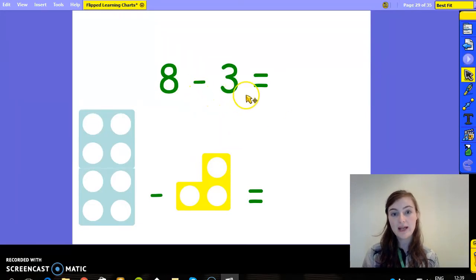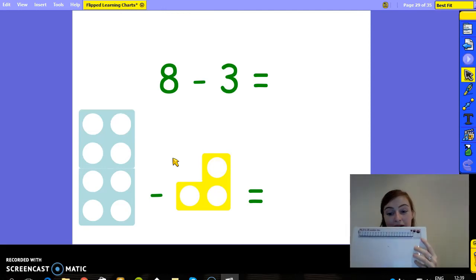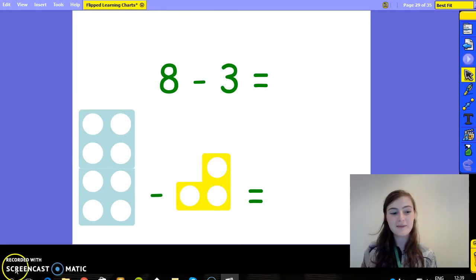8 take away 3 equals. Pause the video and see if you can figure out the answer. You can use the numicon on screen to help you, or think of the other resources you can use, like cubes, your fingers, or even a number line. Good luck! Let's see how you got on.